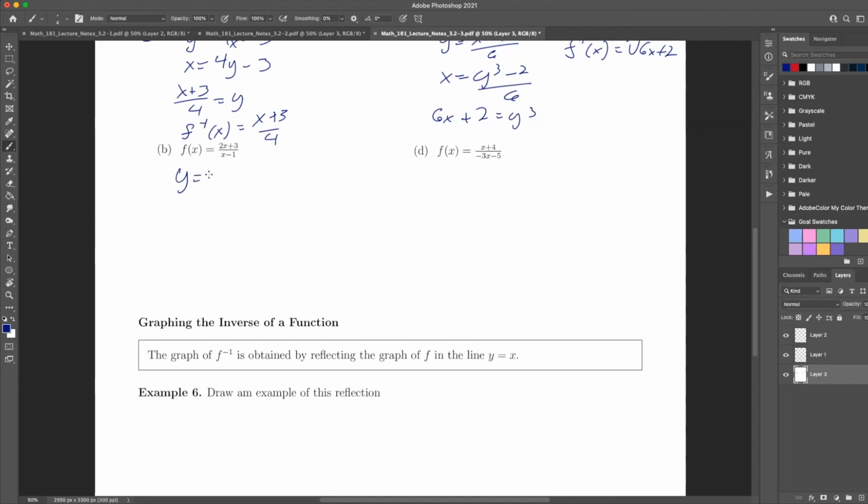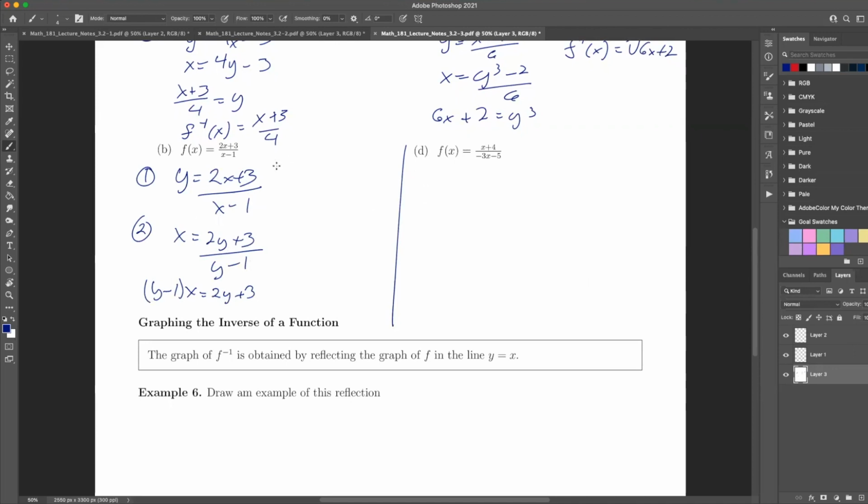So here we have y equals 2x plus 3 over x minus 1. Don't skip steps. So that's my first thing. Second thing is to swap my x's and y's, so this becomes x equals 2y plus 3 over y minus 1. Draw a line here, I'm going to need the space. Then I'm going to multiply across, so I'll have x times y minus 1 equals 2y plus 3.